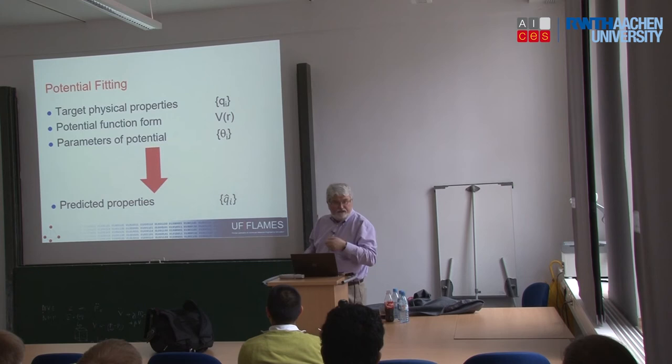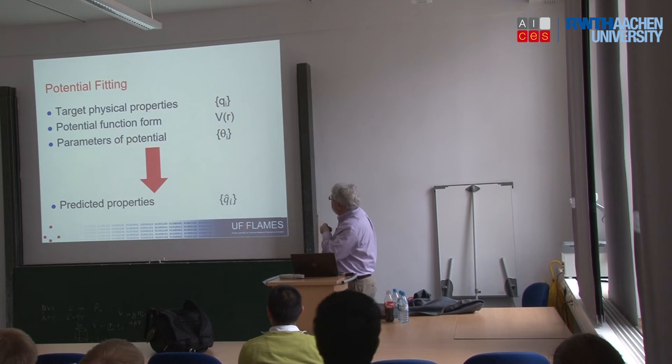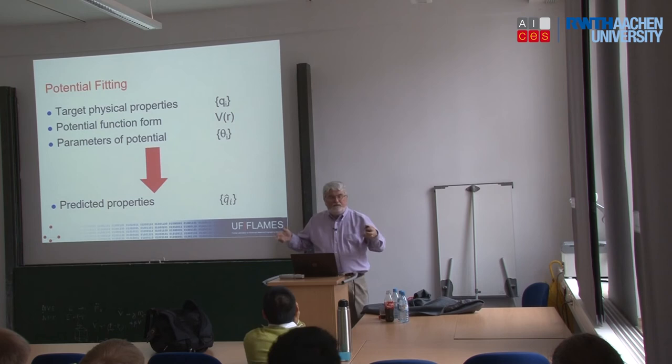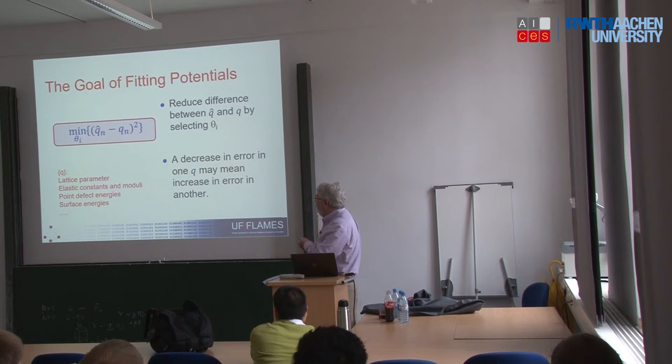But you pre-select those. You pre-select your functional form. You have these parameters of the potential. You go through some kind of process. And you plug all these into here, and it gives you predicted values, which we'll call Q hat. So these were our target values, Q, and we now got predicted values, Q hat, for some set of parameters. So the goal of the fitting potential is to minimize the difference between the Q hat and Q. We want to minimize the difference between the projected value and the target value.